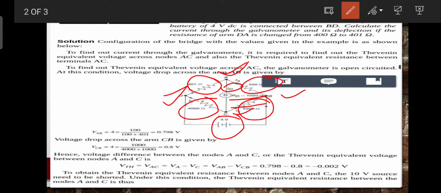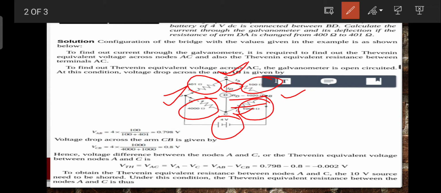So it is like the previous video, where we first calculated the Thevenin's voltage and Thevenin's resistance, then calculated the galvanometer current. Like that we have to proceed with this problem. So first, the voltage across AB and the voltage across CB.